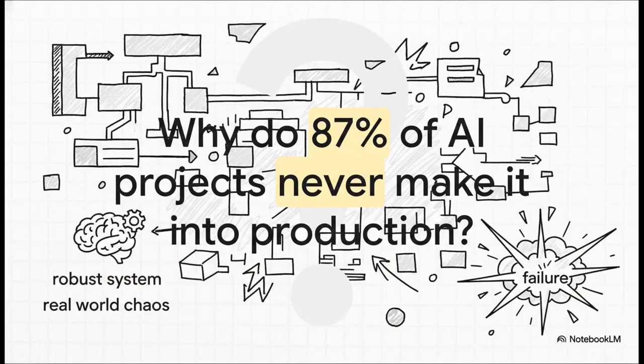And I want to start with a number that's kind of shocking. 87%. That's how many AI projects never actually see the light of day. And the problem usually isn't the model itself. It's that we fail to build a tough, resilient system around the model, a system that can actually handle the messiness of the real world.